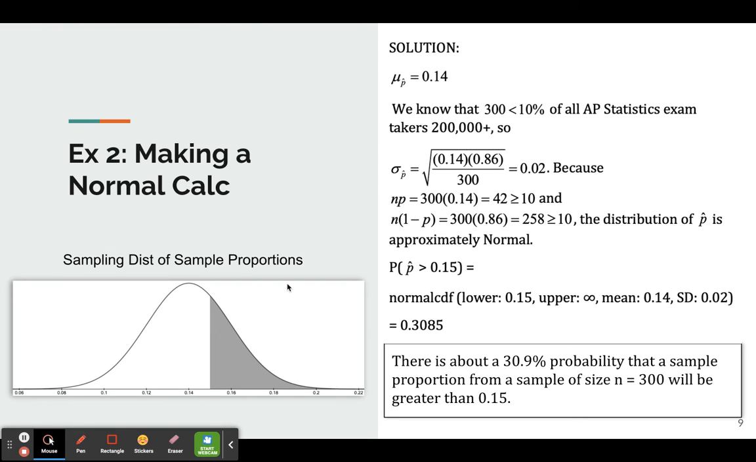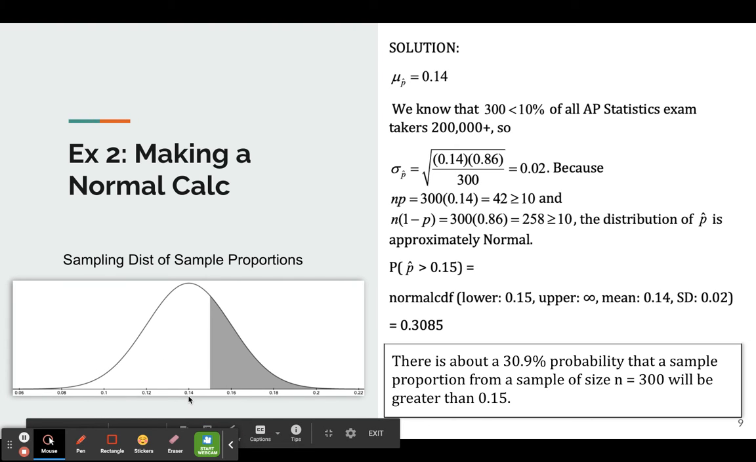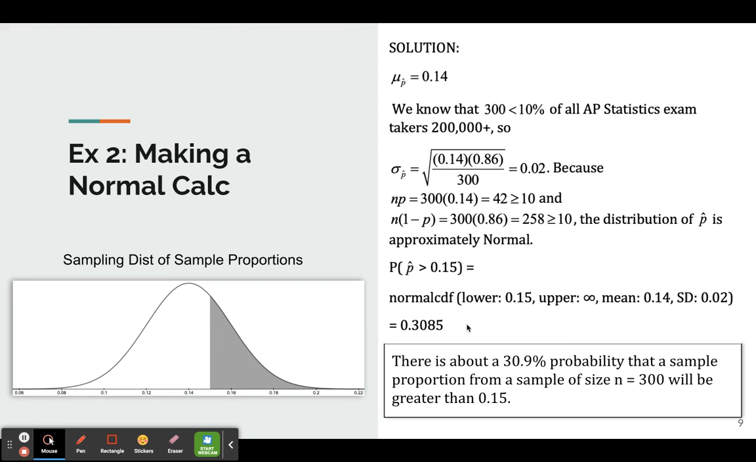Right? We definitely want to make sure we draw a normal sketch and shade it anytime we are asked to make a normal calculation. So I will be expecting that on all of your exams and free responses. So get in the habit of doing that on your homework. This one's going to look like this. See, we have the center at 0.14. That represents the mean, and 0.15 would be about right here. And we're looking for the probability that p hat is greater than 0.15. That's the shaded area. So if we answer in context, we'd say there is about a 30.9% probability that a sample proportion from a sample of size n equals 300 will be greater than 0.15.